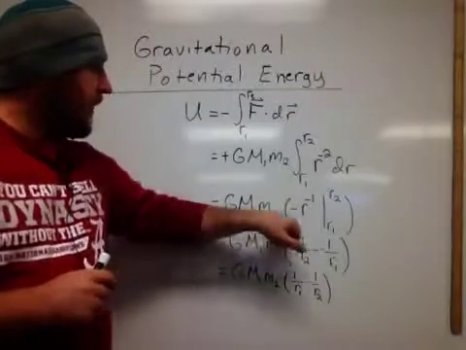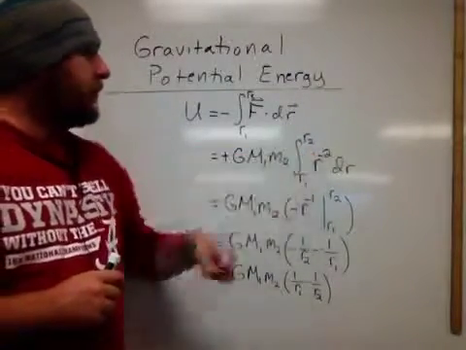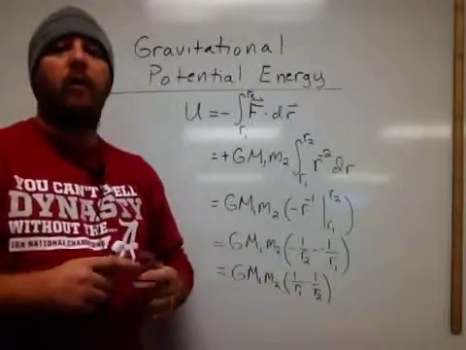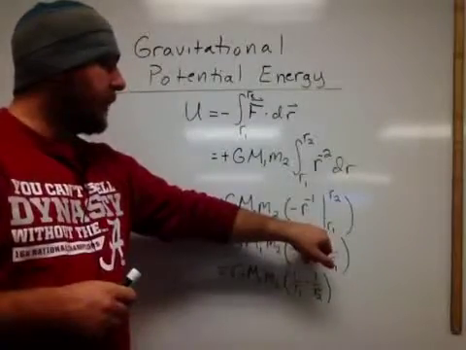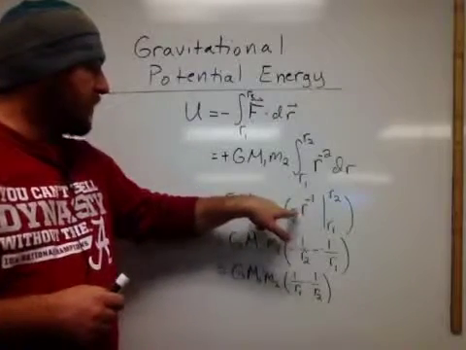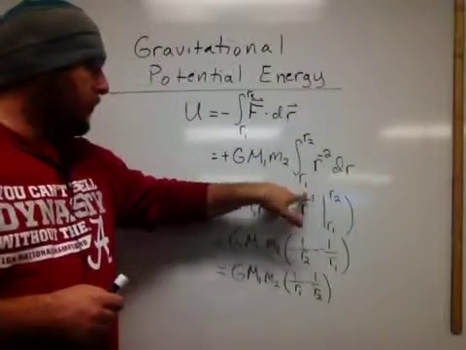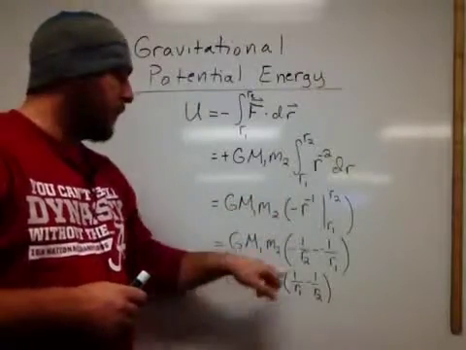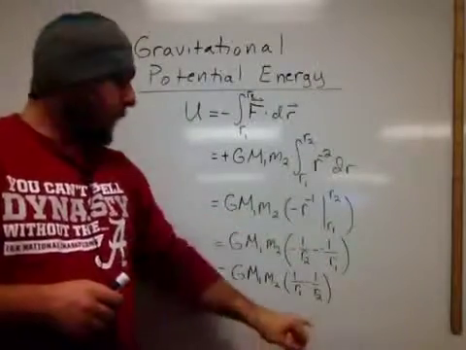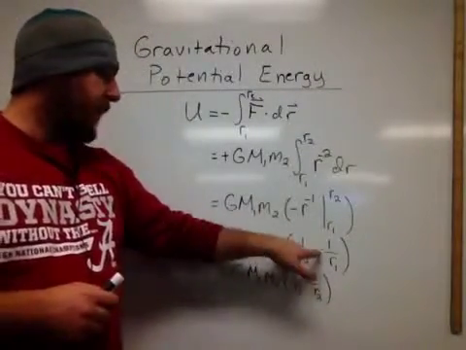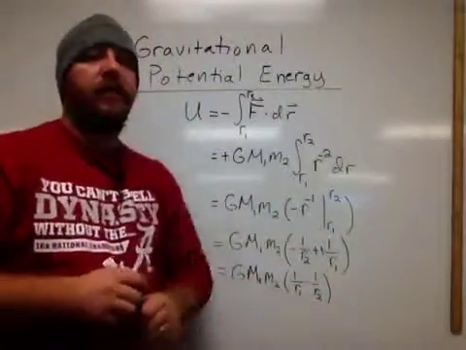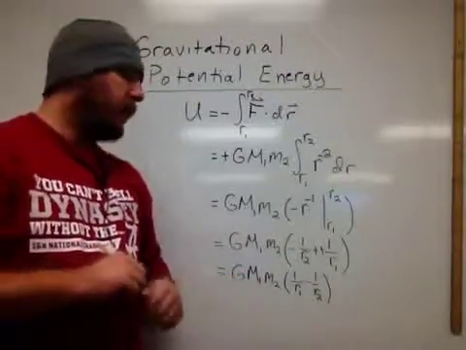What we get is the integral of r to the negative 2, which is negative r to the negative 1, or negative 1 over r. We're going to evaluate that between our 2 points, r1 and r2. If I plug that in, this is negative 1 over r2 minus negative 1 over r1. And what this turns into, if I make this a plus sign here, is 1 over r1 minus 1 over r2.